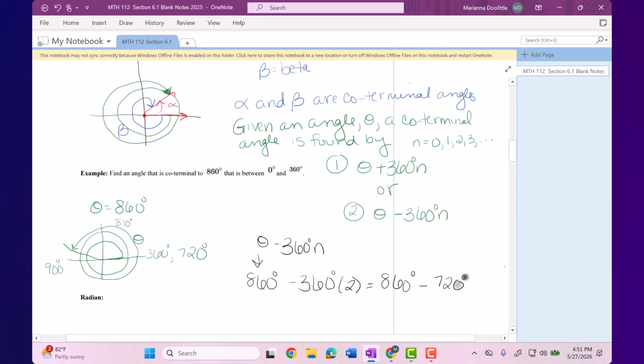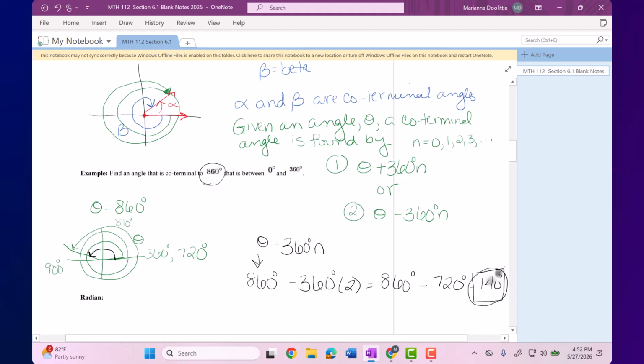If I take 860 minus 720 degrees, I do get 140 degrees. And that is an angle that is between 0 and 360 degrees. So that is a valid coterminal angle. So if I were to look at drawing that, I started here and I want to go to that terminal side there. There in black, that's my 140 degrees. So now I have my two coterminal angles, 860 and 140.